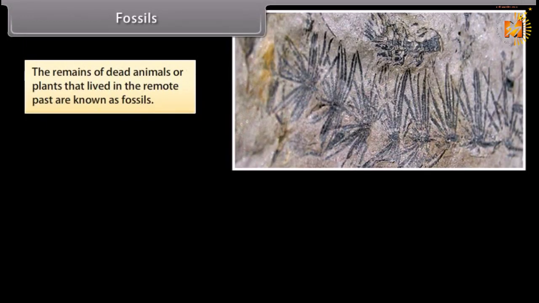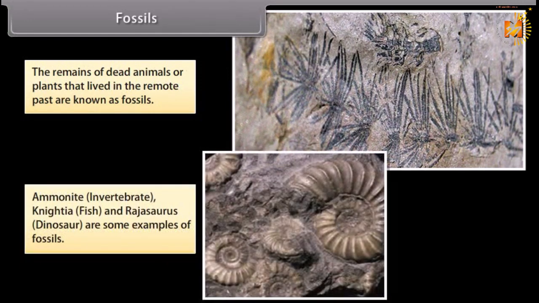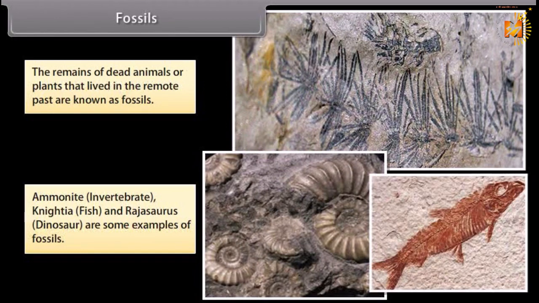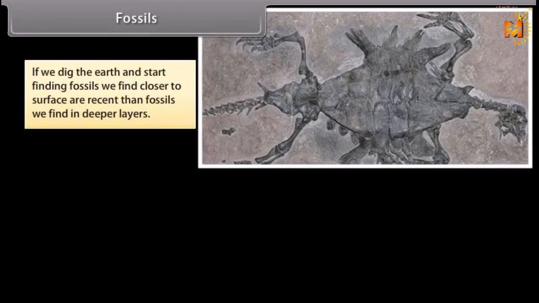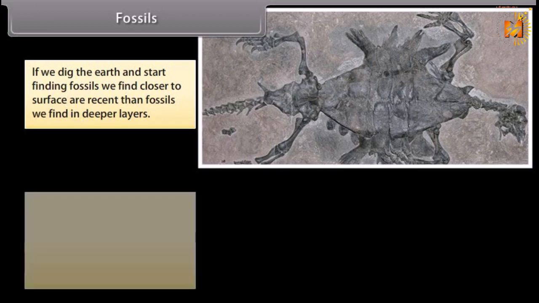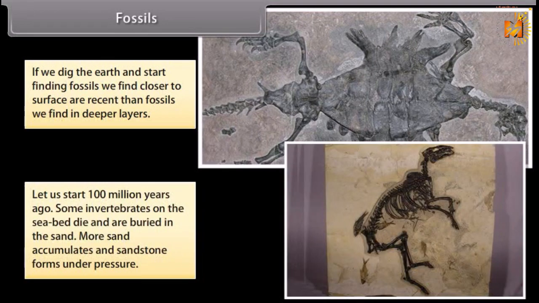Fossils. The remains of dead animals or plants that lived in the remote past are known as fossils. Ammonite (an invertebrate), Nicaea (a fish), and Rajasaurus (a dinosaur) are some examples of fossils. If we dig the earth and start finding fossils, we find that those closer to the surface are more recent than fossils we find in deeper layers.